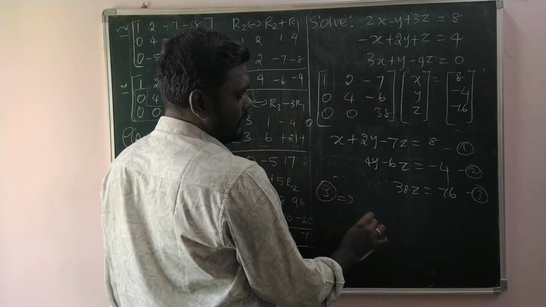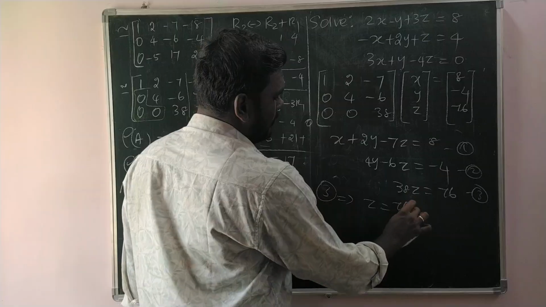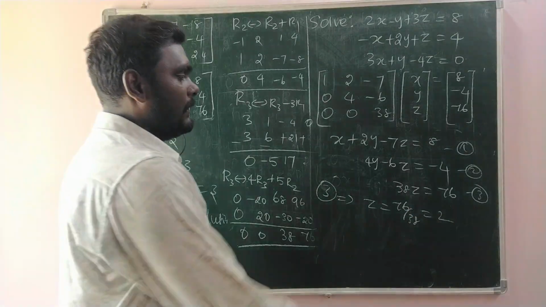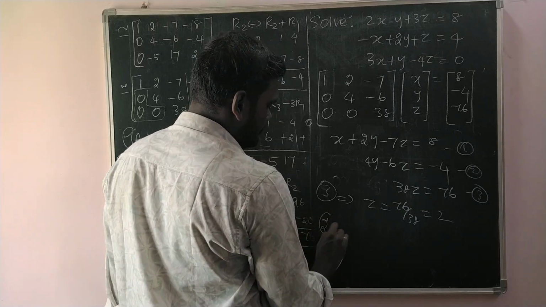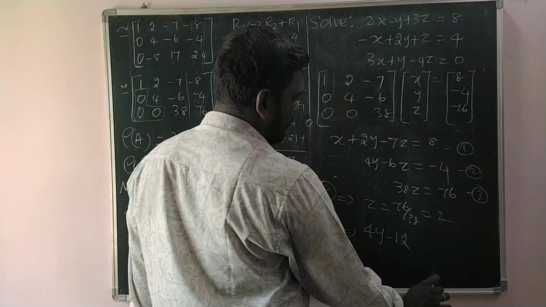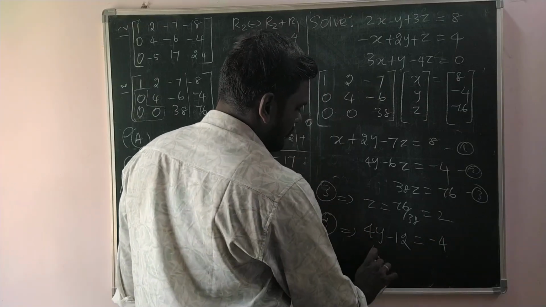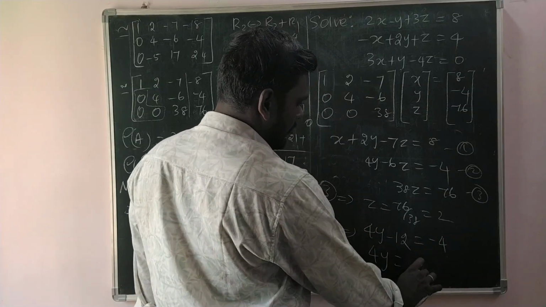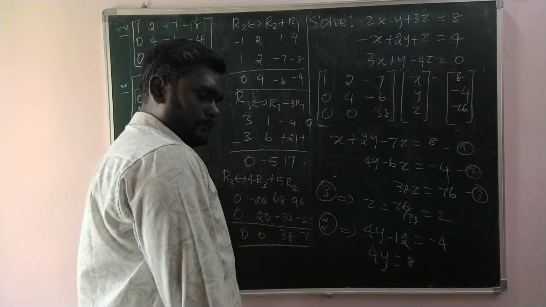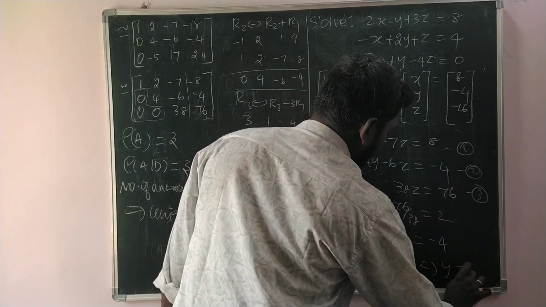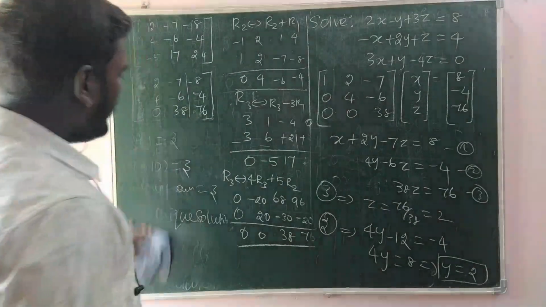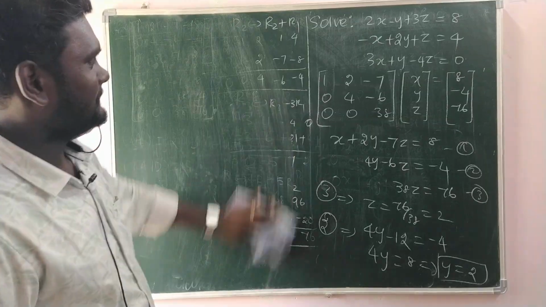Now from the third equation what can we write? z is equal to 76 by 38, which is 2. Now substitute z is equal to 2 in the second equation. Second equation, 4y minus 12 is equal to minus 4. 4y is equal to 8. Is it? Then y is equal to 2. Okay, and y and z should be substituted in the first equation.